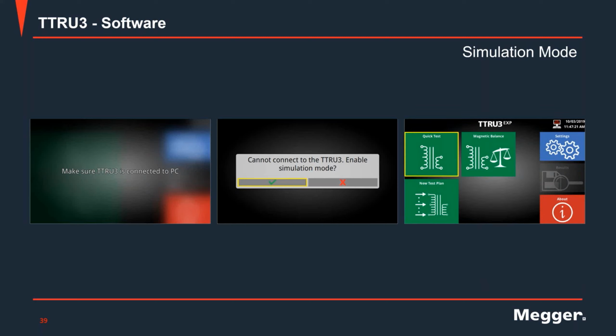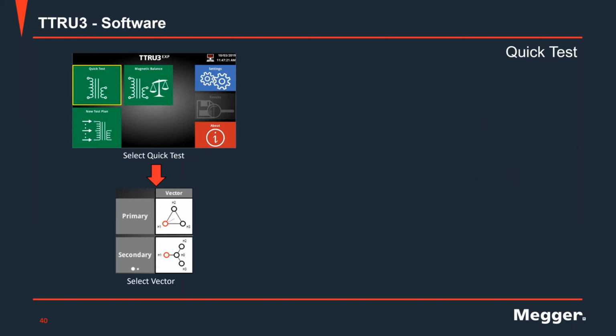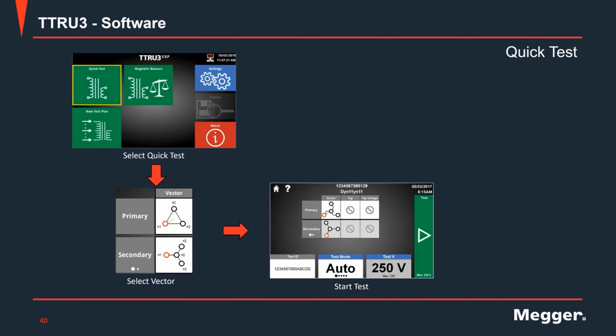So you accept that suggestion and you get to the main screen, right? This shows the quick test, a new test plan or magnetic balance, as well as the settings and the about, which will tell you the version of the software. So let's look first at the quick test, a very efficient way to run a measurement, especially in those situations of urgency. When I go to that screen, the first selection I have to make is just the vector that I'm testing. In this example, a DYN1. So I select my vector, I get to this screen, and I'm ready to test. I don't need to specify anything else.